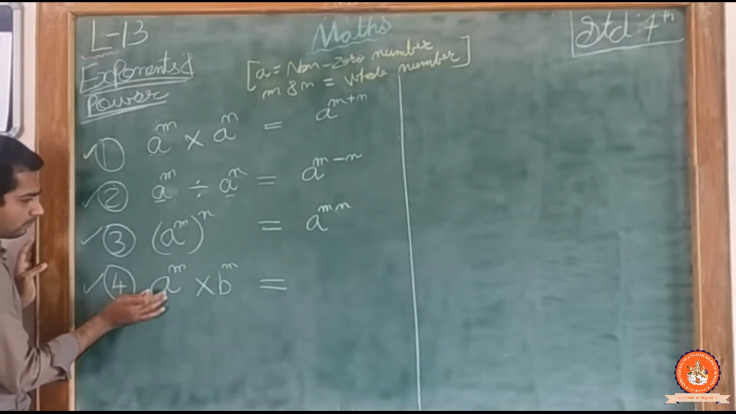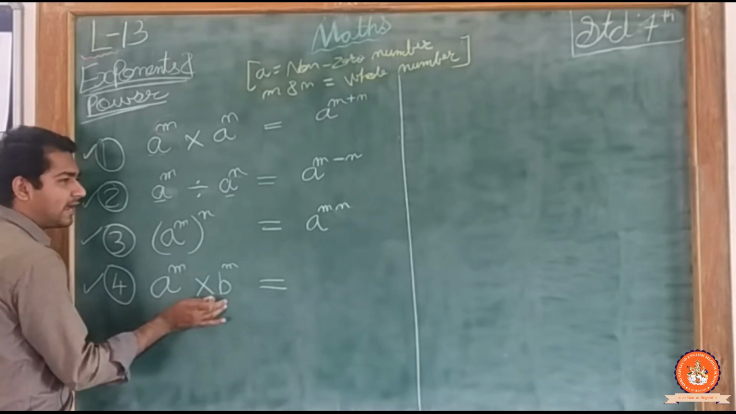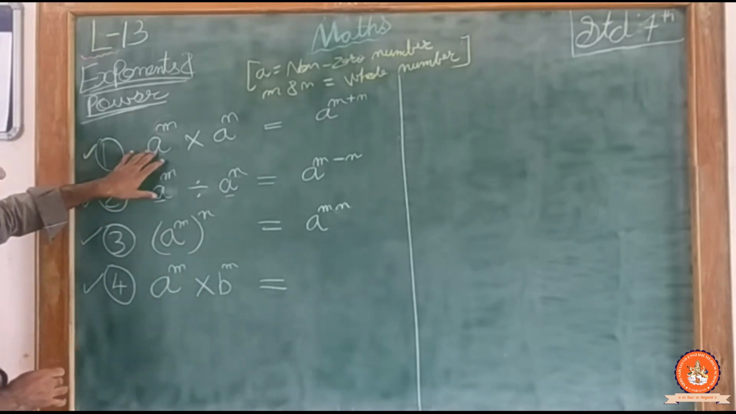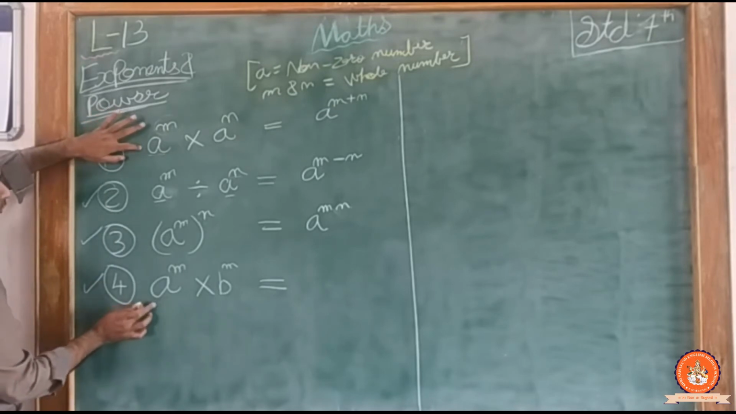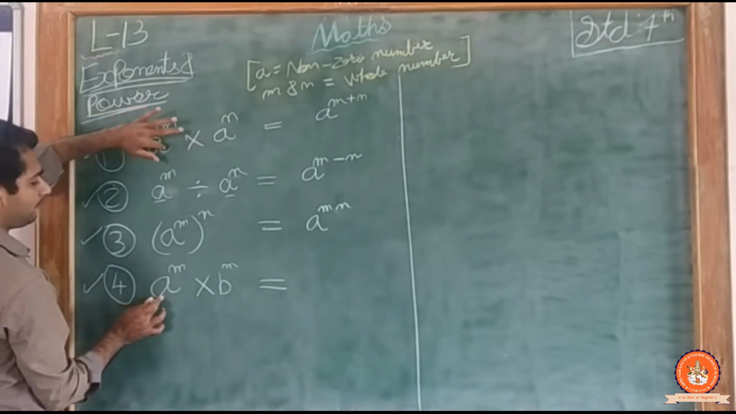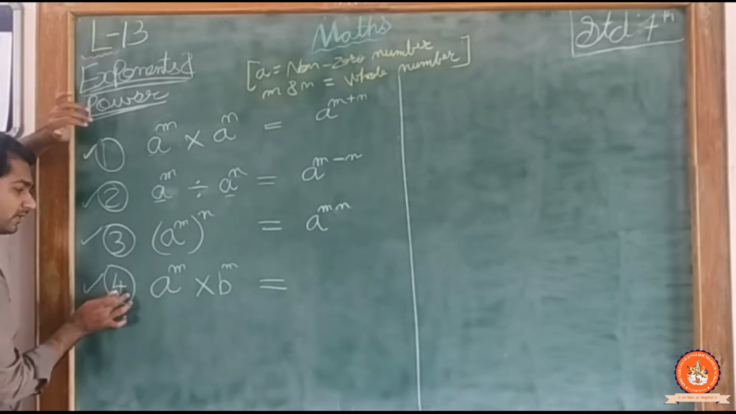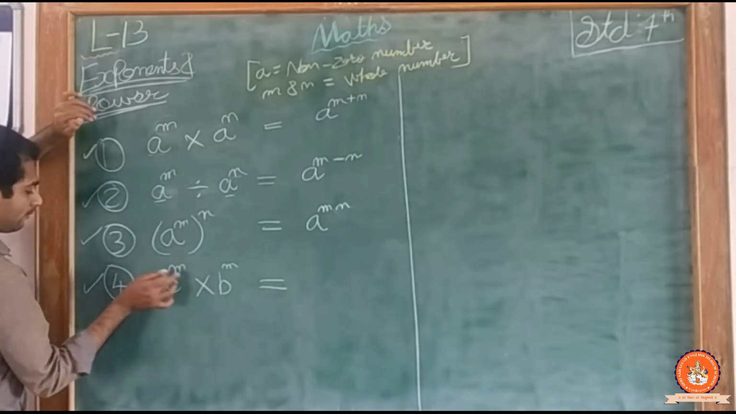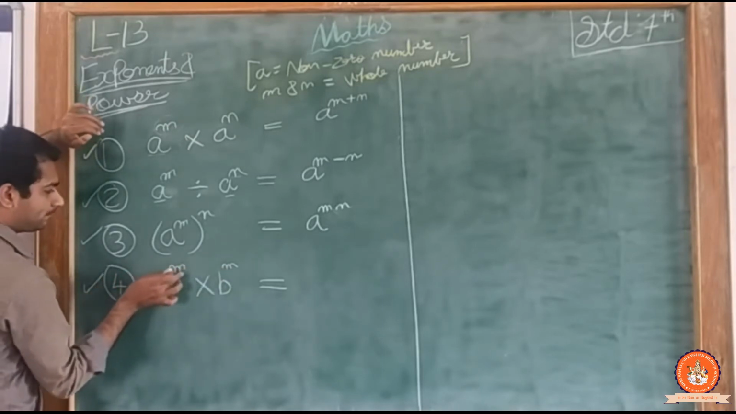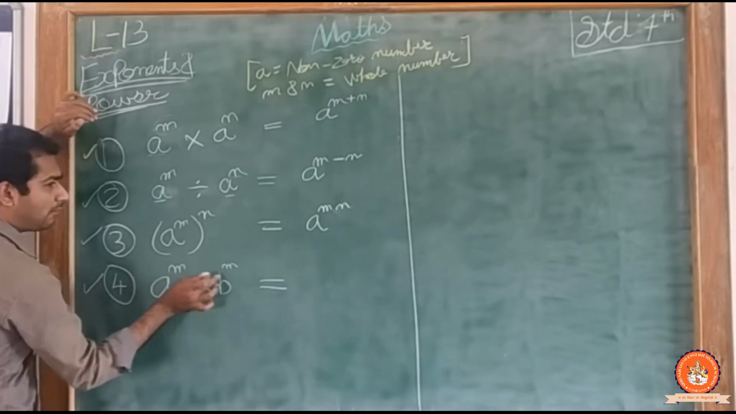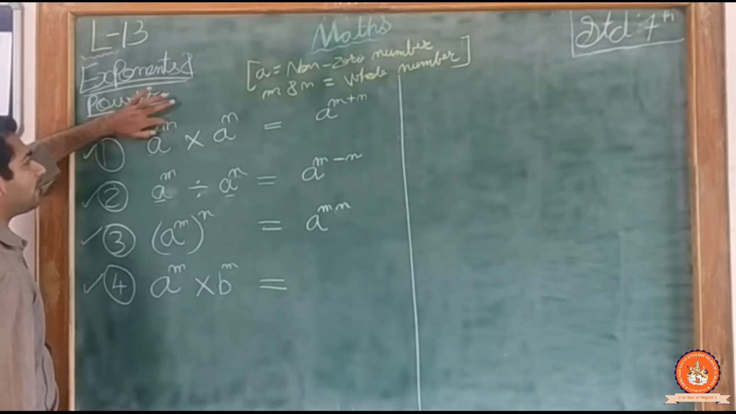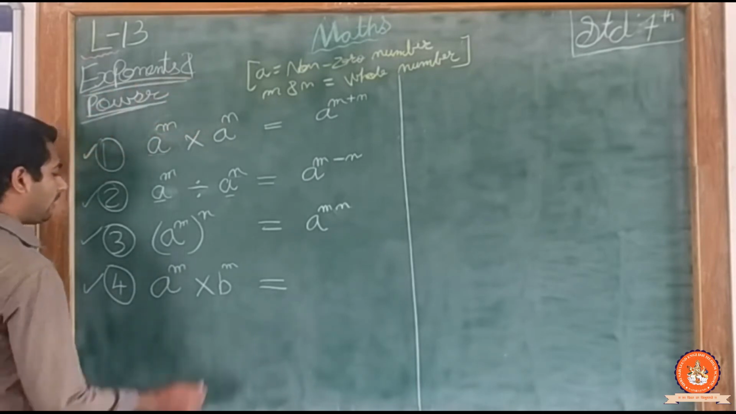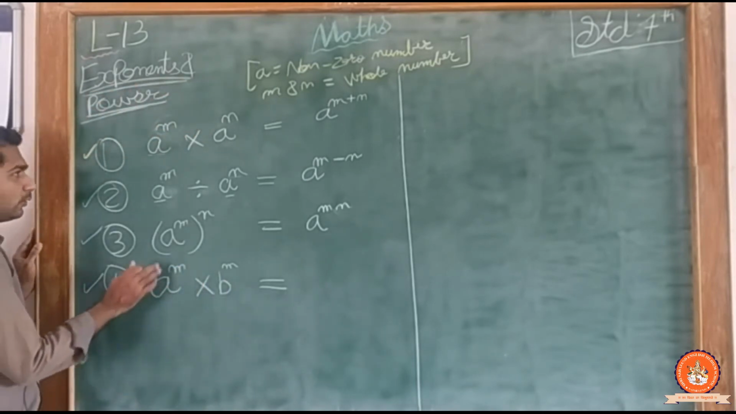Now formula number 4. Here, see, both the bases are different. Compare with the first. Both the bases in the first are same, but in the fourth, bases are different. But in the fourth, the power is same, whereas in the first, the power is different. Now what will we do here? We will do like this.